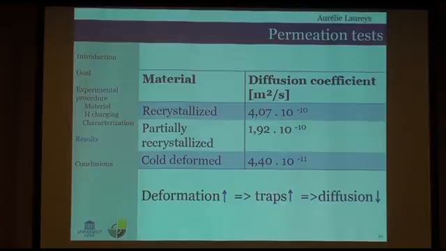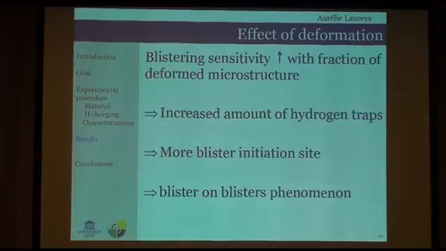The diffusivity and also the solubility of the deformed material is much higher than for recrystallized material. So what we see is that the blister sensitivity rises considerably due to the higher amount of hydrogen traps. Also, more blister initiation sites are present, so dislocations, low angle grain boundaries, and vacancies can act as blister initiation sites. And additionally, we see the blister-on-blister phenomenon.